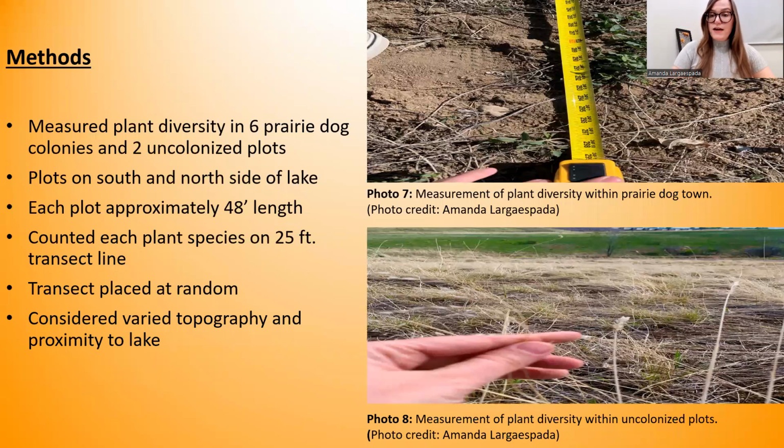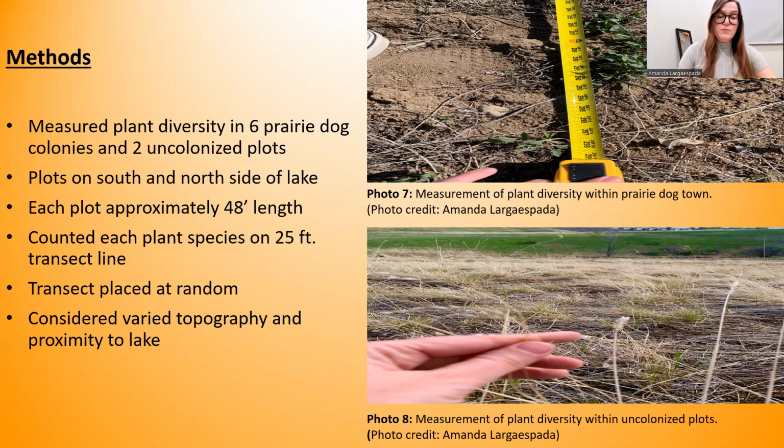Since the park is heavily fragmented by a path, I decided to select 6 colonized prairie dog plots that are approximately 48 feet in length. I selected 3 plots colonized by prairie dogs on the north side and 3 on the south side of the lake. Then I selected 2 uncolonized plots, one on the north and one on the south side of the lake. I did that to consider the varied topography, the varied predator species, and also proximity to the lake, which might influence soil factors, such as soil moisture, for example.